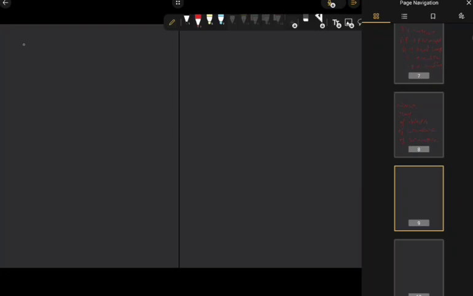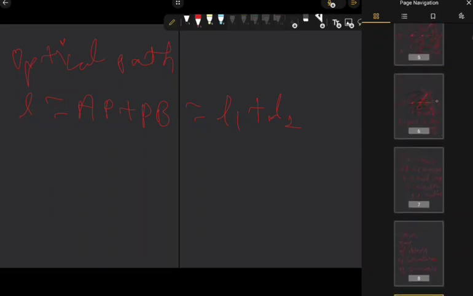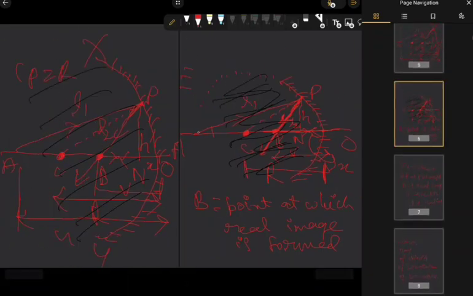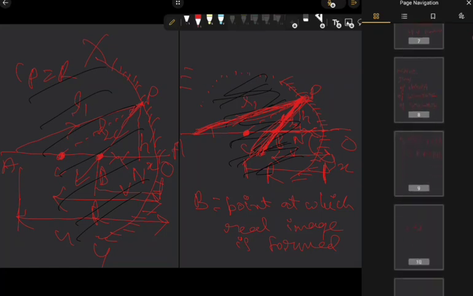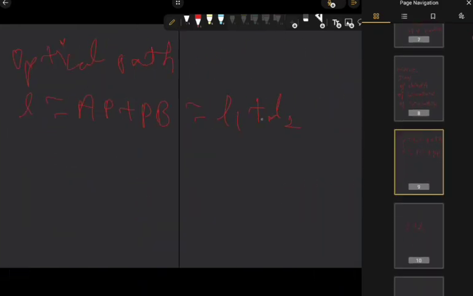What will the optical path be equal to? By now you must have understood the figure well. The optical path L is equal to AP plus PB, which will be equal to L1 plus L2. This is common sense; look at the figure once again and you will understand. AP plus PB is your optical length which the light has traveled. It went from here till here, and then reflected back from here like this. So that is your optical path.